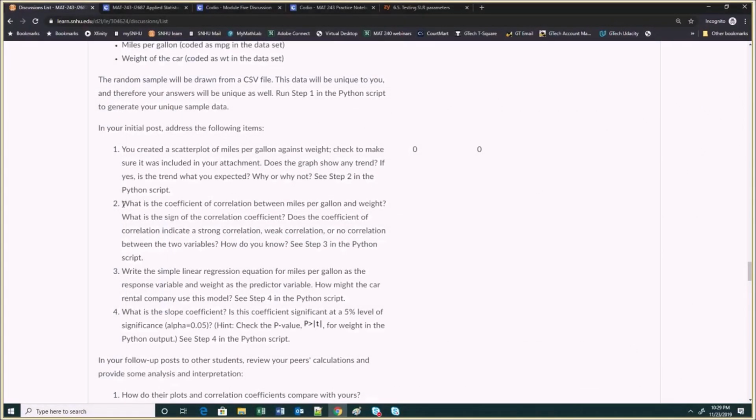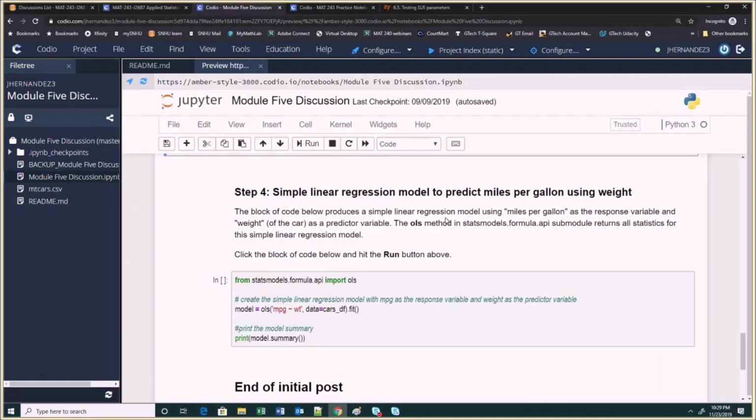So this answers the second question. What is the coefficient of correlation between miles per gallon and weight? What is the sign of the correlation coefficient? Does the correlation coefficient indicate a strong, weak, or no correlation between the two variables? How do you know? In the next step, we will run a simple linear regression model to predict miles per gallon using weight of the car.